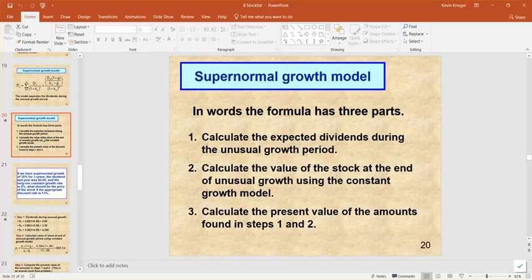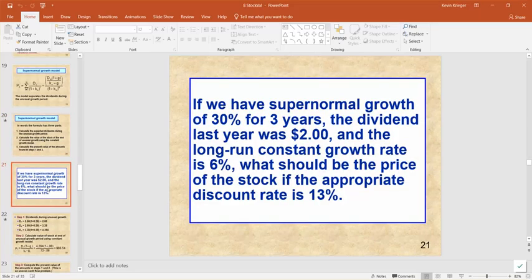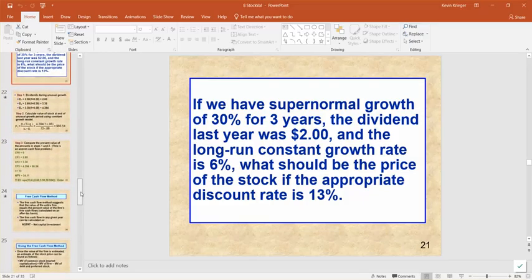All right. So for example, what if you have supernormal growth of 30% for 3 years, right? Your last dividend was $2. That's the verb tense telling you that the dividend just paid, D0, is 2, right? After your 3 years of 30%, your growth rate becomes 6% forever. If I give you a Ks, a discount rate, of 13%, how do you deal with this, right?